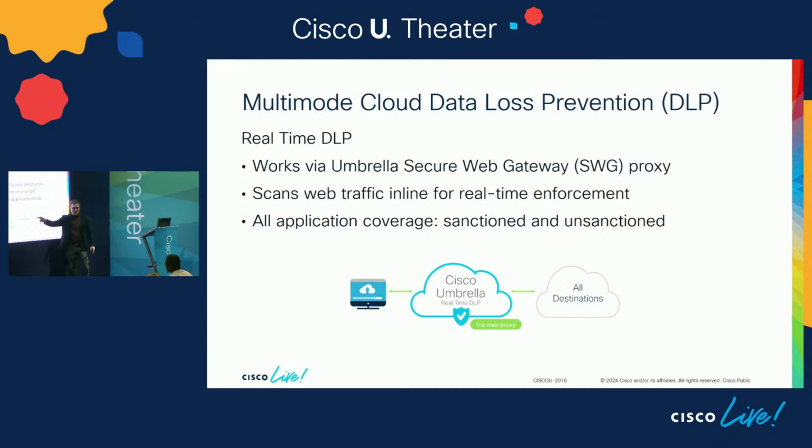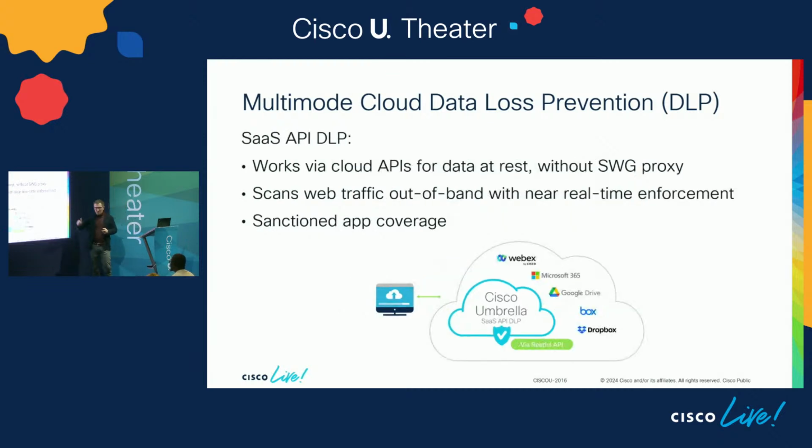And whenever the proxy sees any sensitive information, such as, let's say, a large amount of credit card numbers uploaded somewhere on the internet, we will be able to block this. And with this real-time DLP, since this is a web proxy feature, we're covering all applications, sanctioned and unsanctioned. So it doesn't matter to which application these credit card numbers are uploaded, let's say.